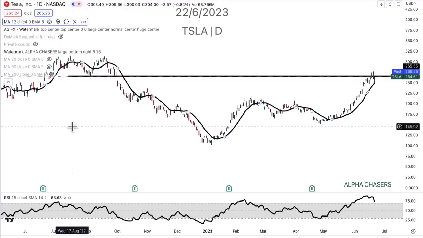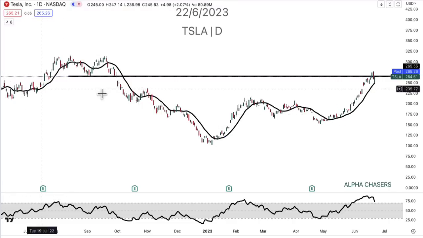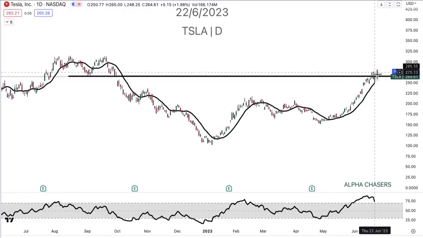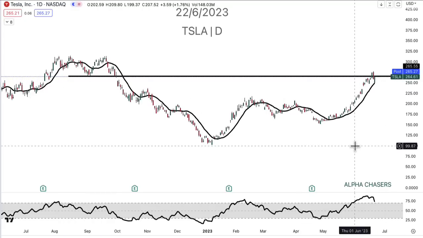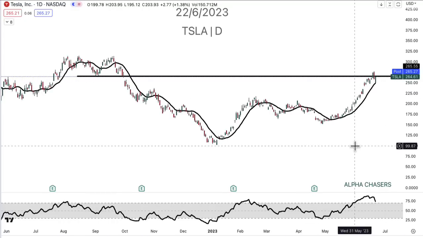12 open, high, low, close. Okay, so keep that in mind. It came right to it, bounced back over. Are we going to flip this level? I think we are, or I wouldn't have stayed long stock.